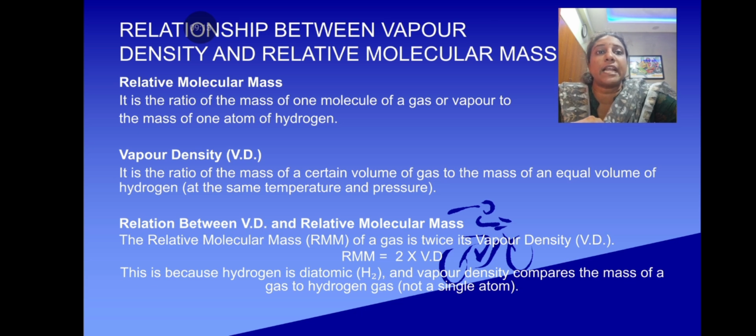Now the relation between vapor density and relative molecular mass is that relative molecular mass is equal to twice its vapor density. So in the formula we see RMM equals 2 into vapor density. So why is this? This is because hydrogen is a diatomic molecule.